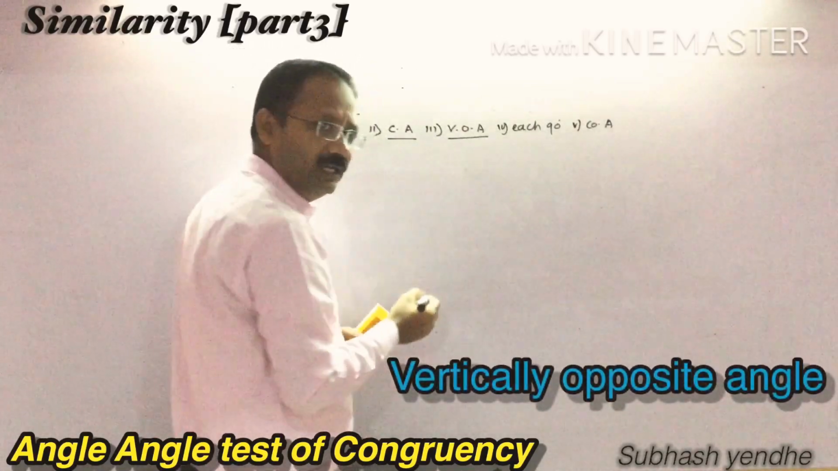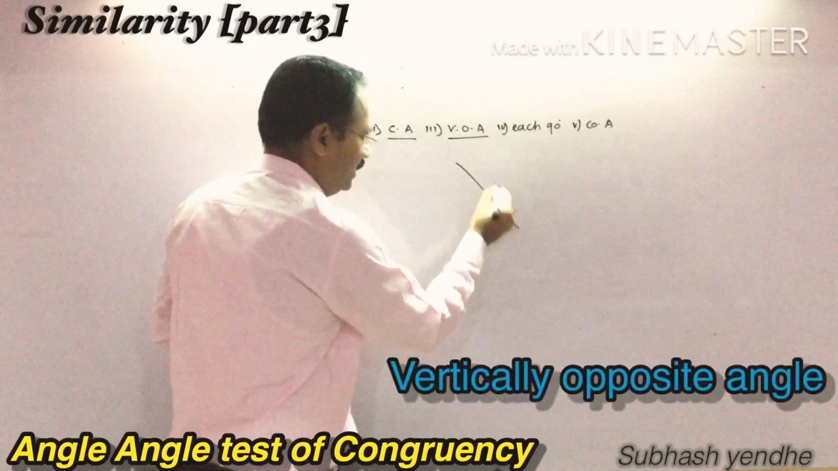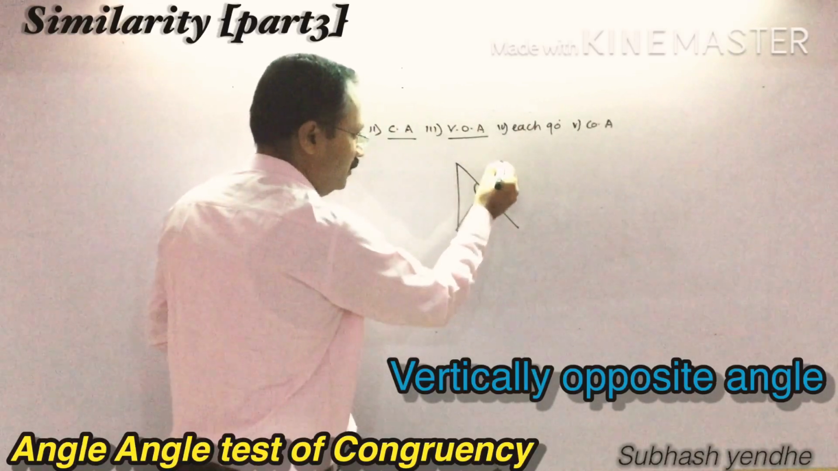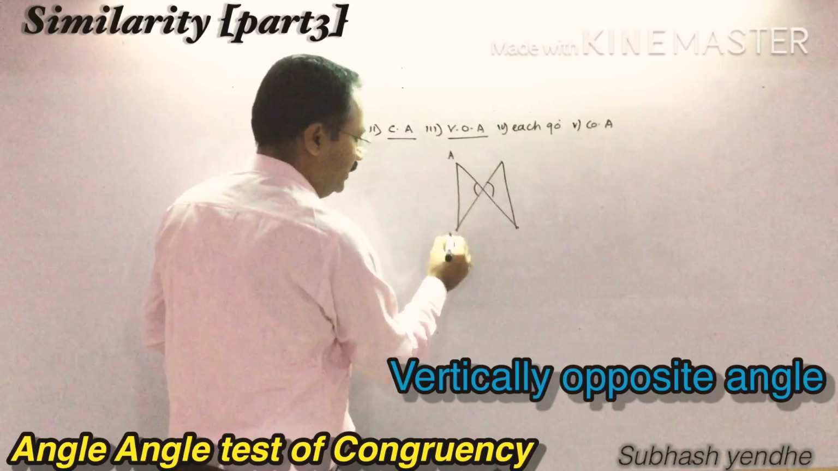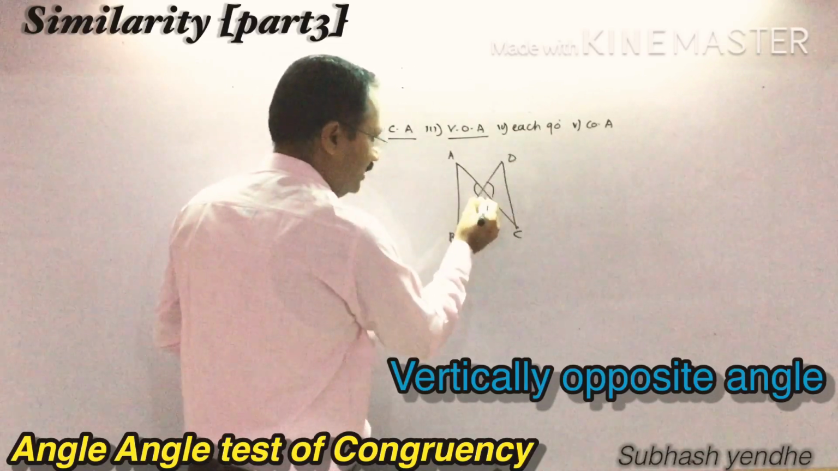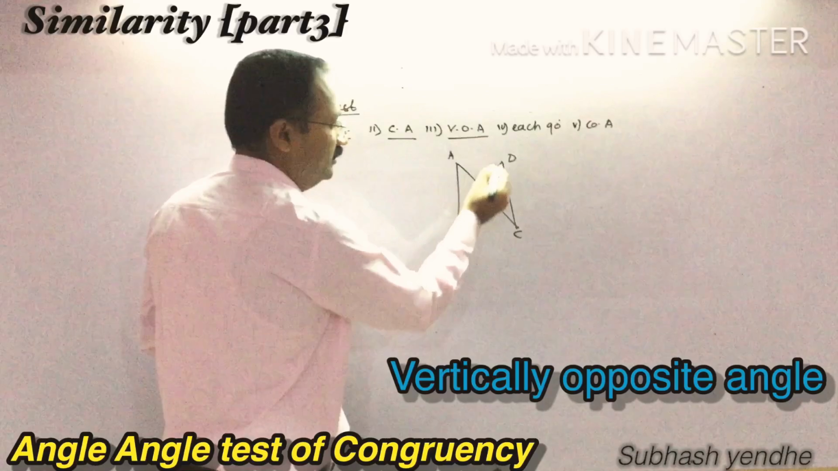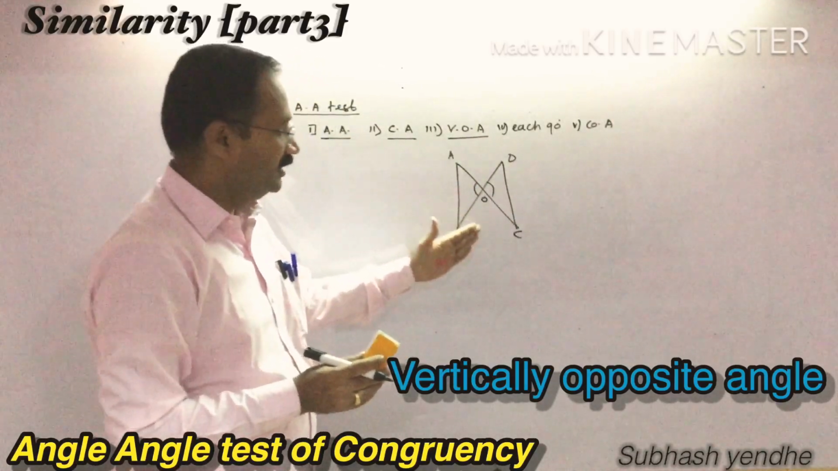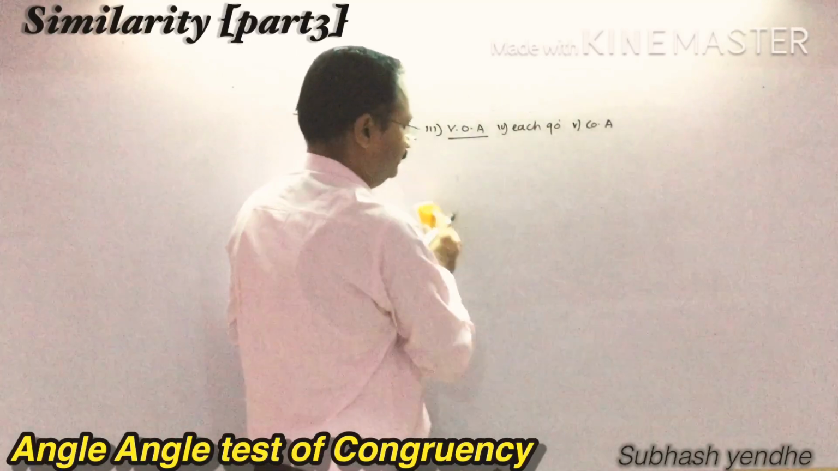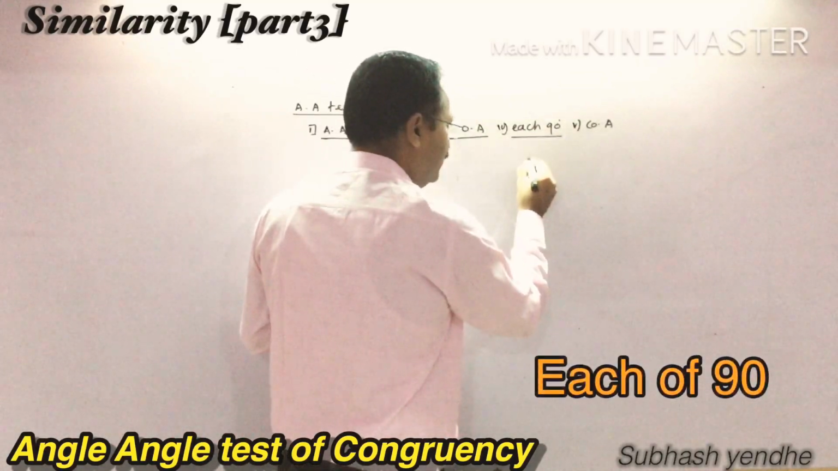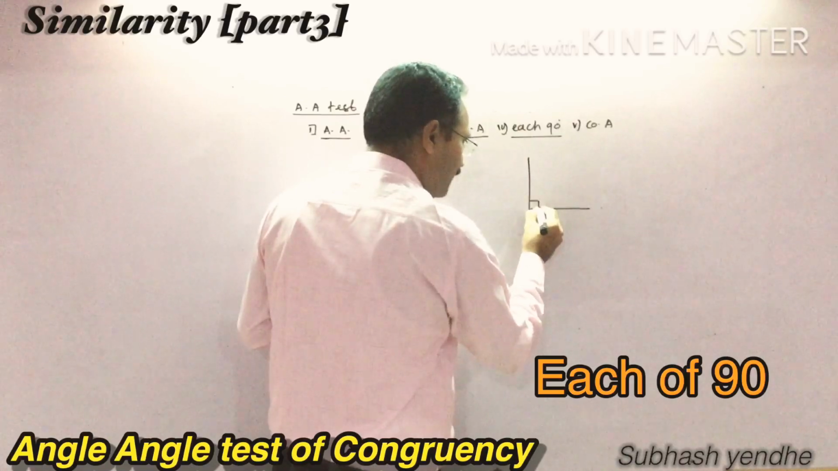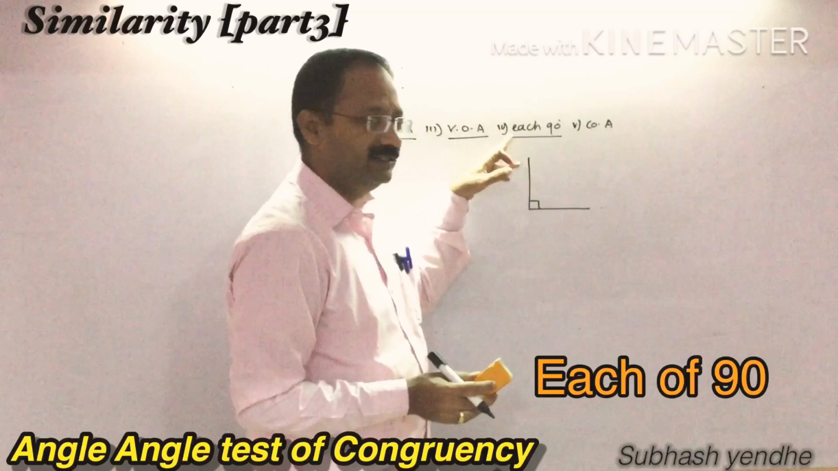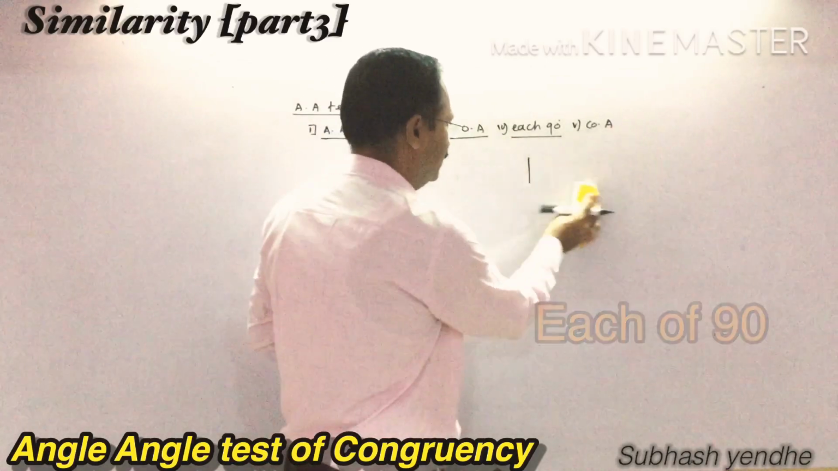Then what about vertically opposite angle? It is very simple to identify. These angles are called vertically opposite angles. Angle AOB is congruent to angle COD. These are the vertically opposite angles. Then each of 90. It's very simple. If the sign of 90 comes there, then we can say that these angles are each of 90.